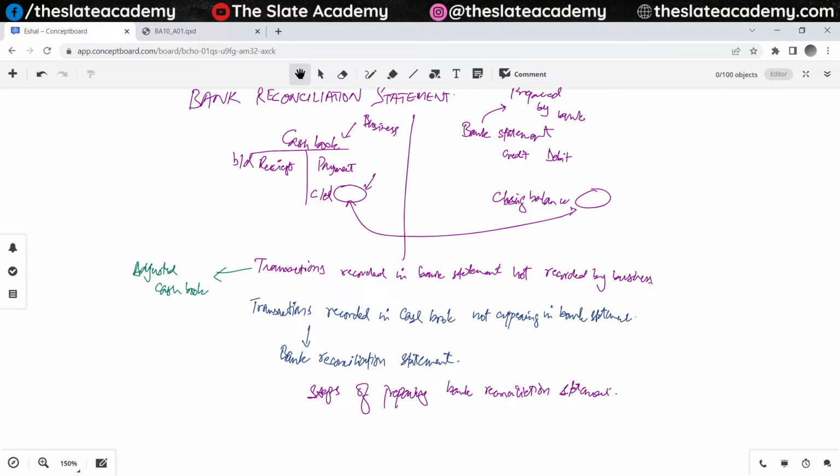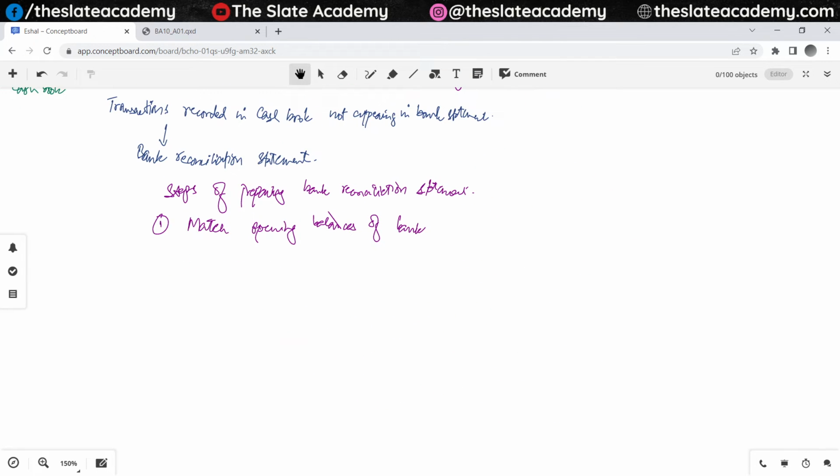Step number 1, we match the opening balances of bank account and cash book. So the bank account opening balance would obviously appear in the bank statement. So match opening balances of bank statement and cash book. At your level, I don't think they'll test for differences in opening balances. If there is an opening balance difference, it should have been explained in last month's reconciliation.